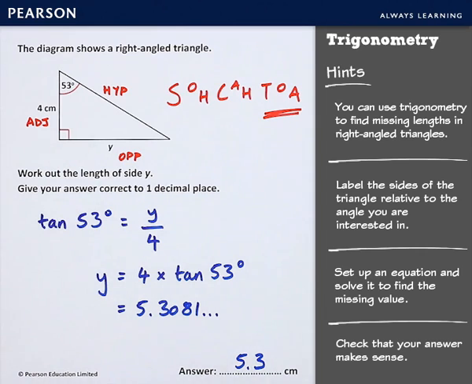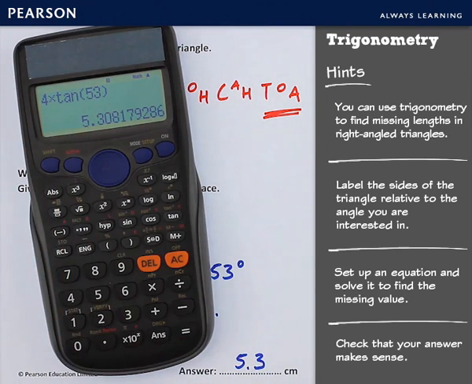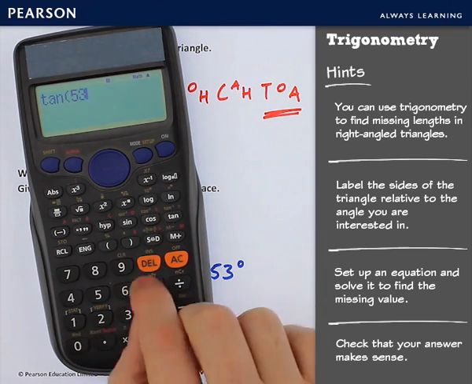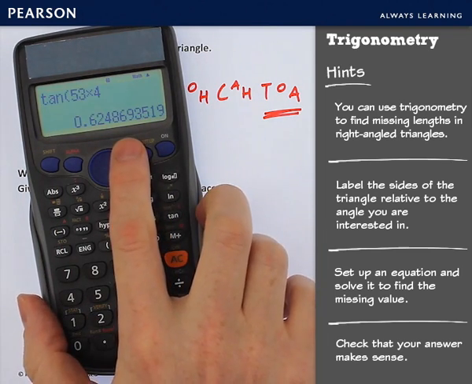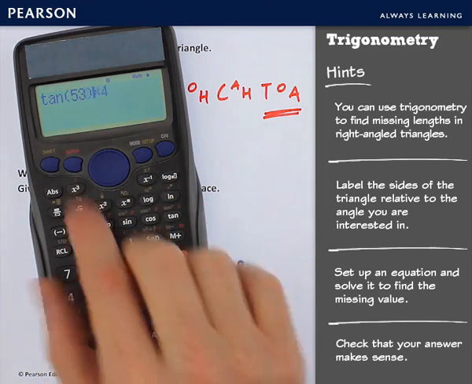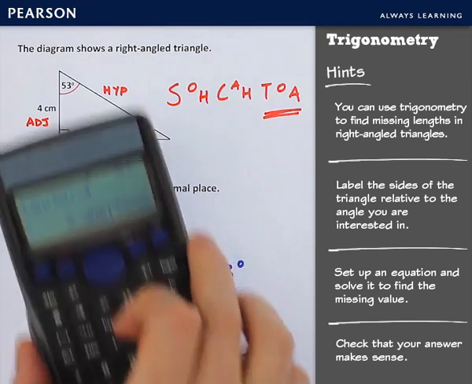You need to be careful when you're entering trigonometric ratios into your calculator. If you entered tan of 53 times 4 without putting another bracket in, you'd get the wrong answer. You can enter the calculation in this order, but you need to write a bracket at the end of the angle.